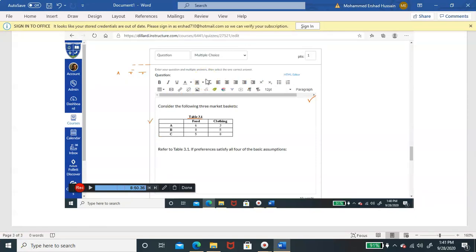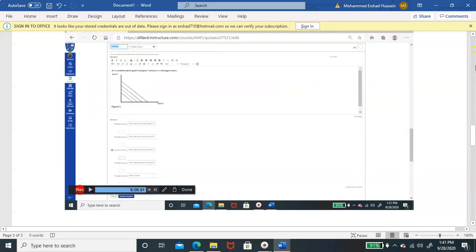We are looking at a better picture, a better graph. In Table 7.3, they are showing us three market baskets. Basket A contains 6 food and 3 clothing. B contains 8 units of food and 5 clothing. C contains 5 units of food and 8 clothing. See that? So now they are asking us, if preferences satisfy all 4 of the basic assumptions, several questions based on that.